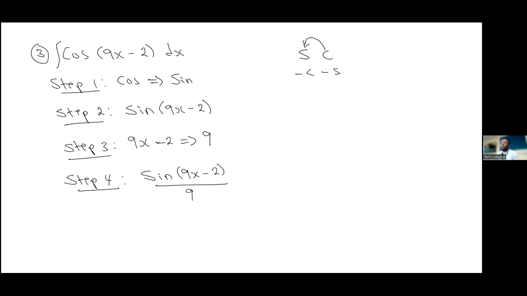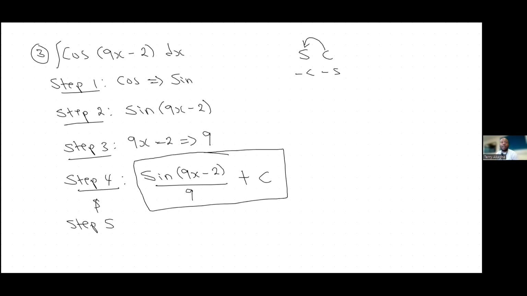Then step 5, you then add c to what you have here. So remember, I always say that you only add c when you are talking about indefinite integration, and that is that for that.